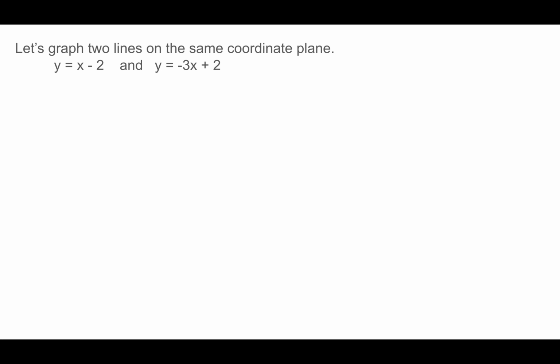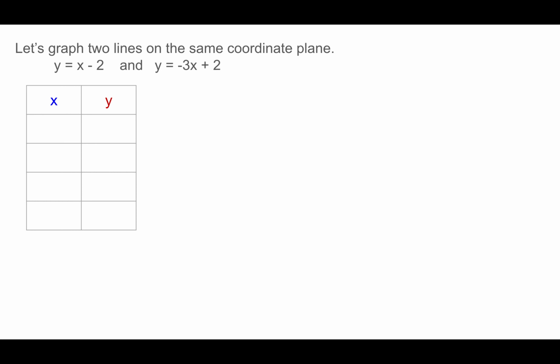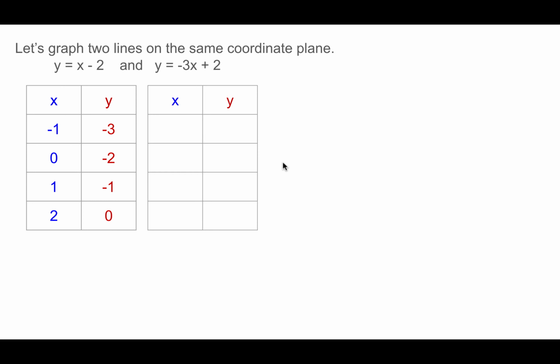Now let's graph two lines, but we're going to graph them on the same coordinate plane. So again, we have our x and our y, and I'm going to use the same numbers for my x. But again, you could use any numbers you'd like. So I'm using -1, 0, 1, and 2. I replace the x with -1, then 0, 1, and 2. And I end up with, for the first one, -3. -1 minus 2 is -3. 0 minus 2 is -2. 1 minus 2 is -1. And 2 minus 2 is 0.